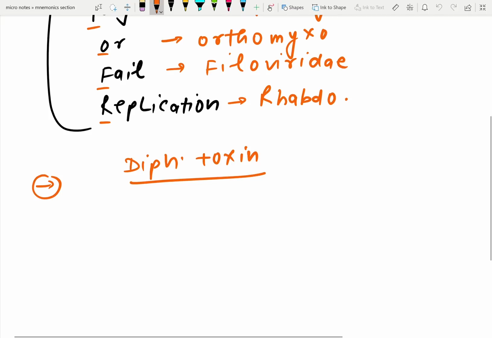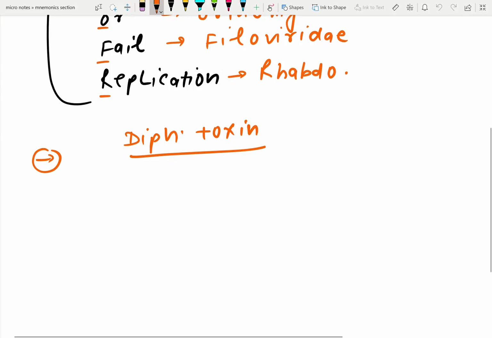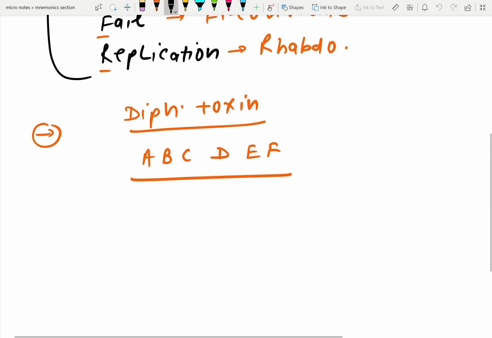Fine. If you get confused about the properties of this, you can remember by this mnemonic A, B, C, D, E, F. This will help you to remember the diphtheria toxin action and how many components. It has two components, A and B. B always helps in binding. And A does ADP ribosylation, that you know.